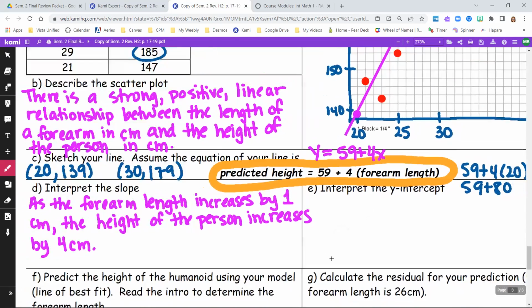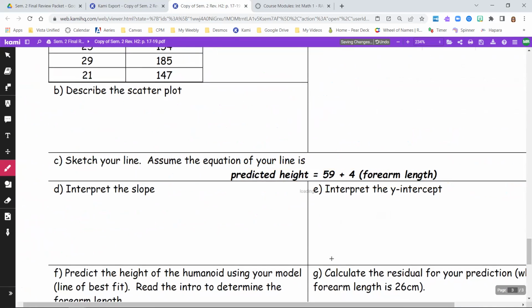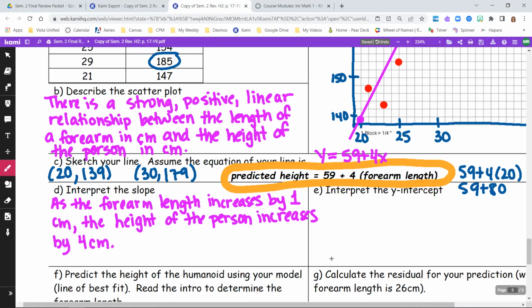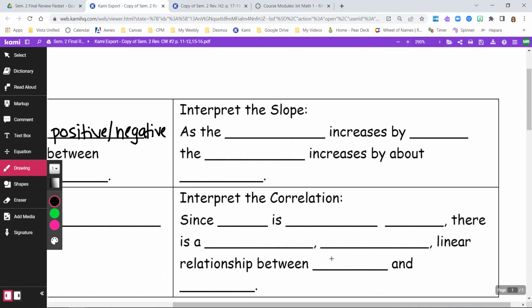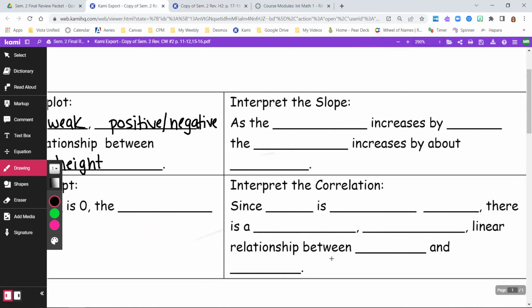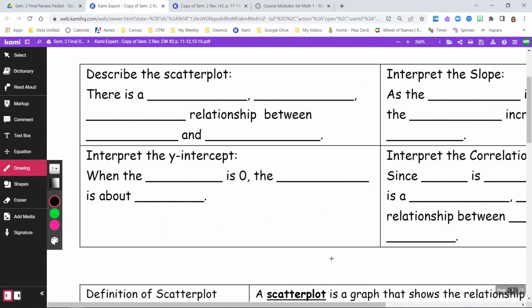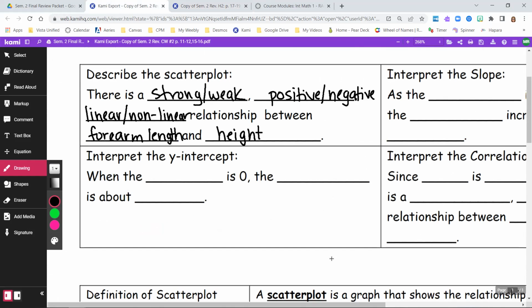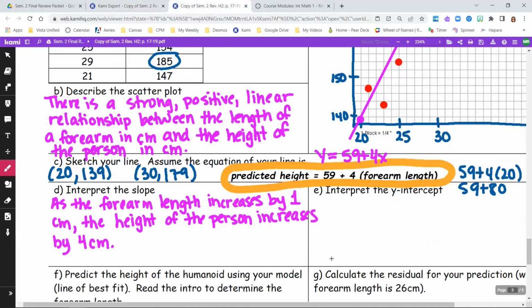Now interpret the y-intercept. The y-intercept is going to be the 59. So when I come back to this, as the y-intercept, when the blank is 0, so this is when your x is 0. So when the forearm length is 0, the height of the person is about. And sometimes your y-intercept doesn't make sense logically, but we still are going to write it out.